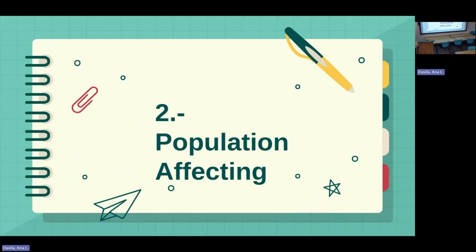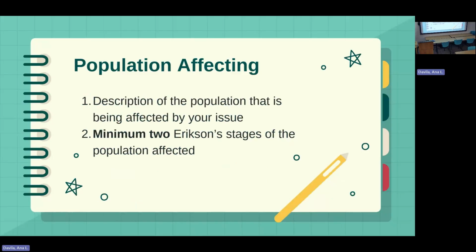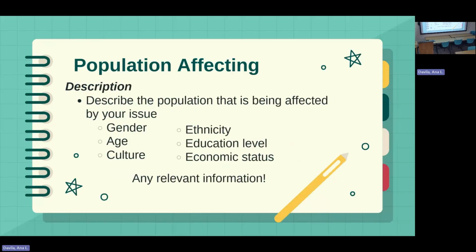Okay. Then we're gonna talk about the population affected. For this one, you need the description of the population that is affected by your topic and 2 Erickson stages. So remember, guys, 2 Erickson stages. You're gonna describe the population that's being affected, and you're gonna give me a complete profile. Have you done a profile before? A profile is just describing a person or people or a group. So in this case, you're gonna describe it by gender, age, culture, ethnicity, anything that is relevant to your topic.